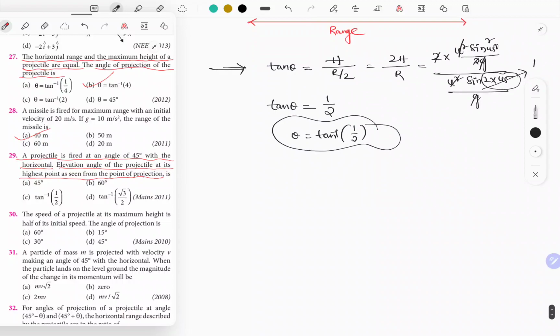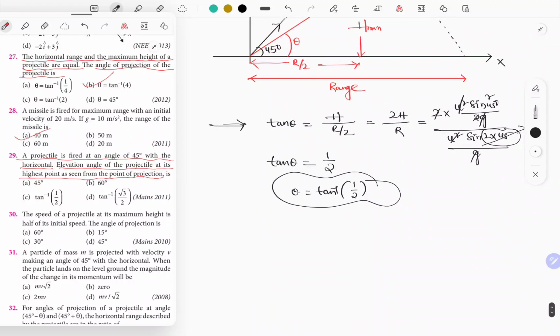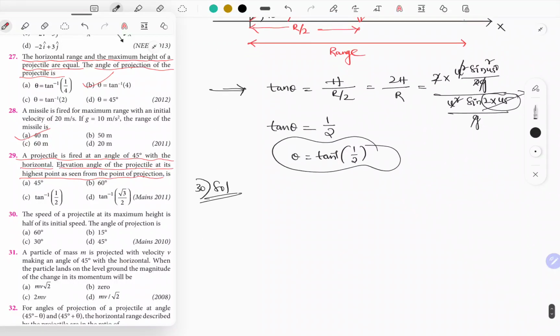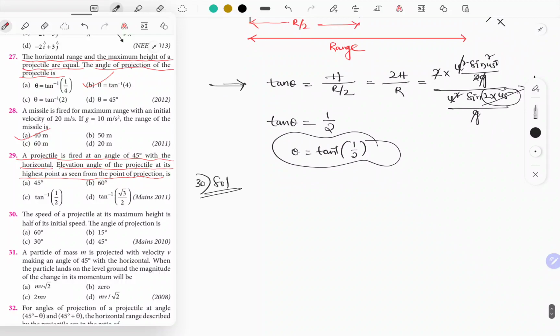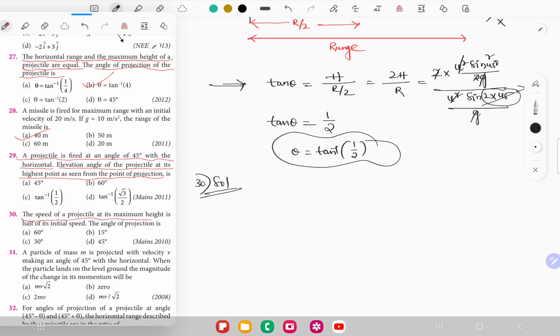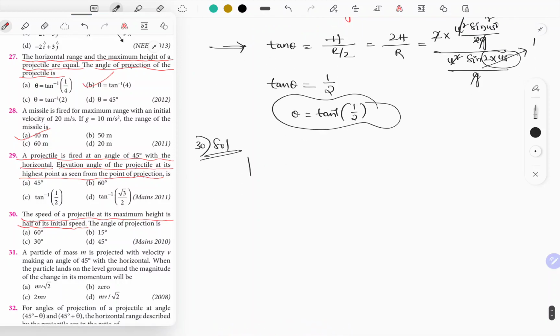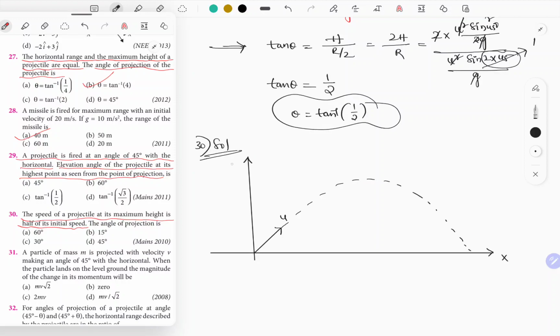Okay, hope you understood. Is it clear, guys? Yes. Question number 30. In question number 30, they are asking the speed of a projectile at its maximum height is half of its original speed. Now observe the representation. Let's say a particle is projected with an initial speed u. X-axis and y-axis. So let's say it is theta.